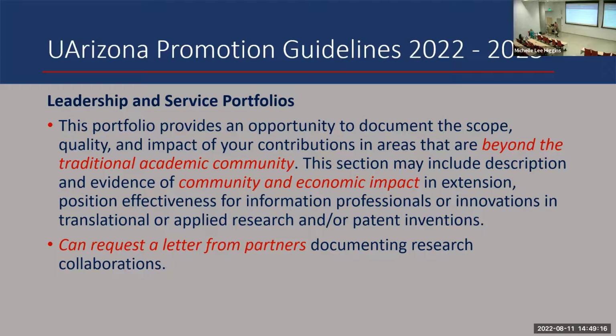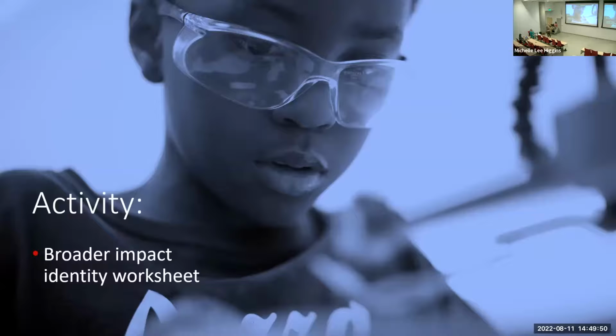You can request a letter from partners documenting your research collaborations if that's a major part of the work that you do. That is a wonderful thing to keep in your impact journal, in the file on your desktop. Go and ask the people that you've worked with if they will write a letter describing the impact of your work. That's really powerful. And it's really exciting to see that that's now being incorporated into the way that we are promoted and evaluated here. So I just really want to encourage you to get in these habits because it's going to help.